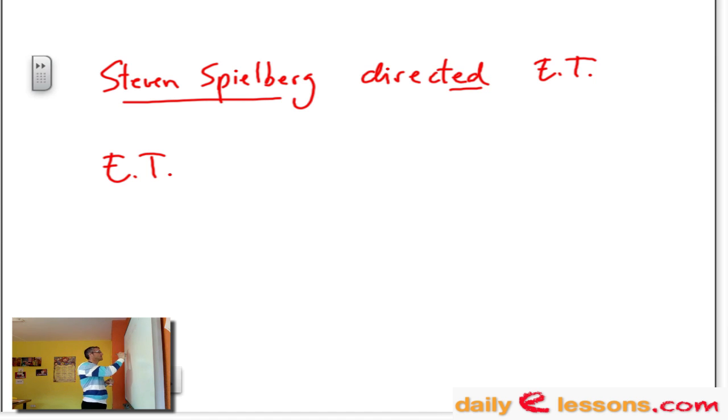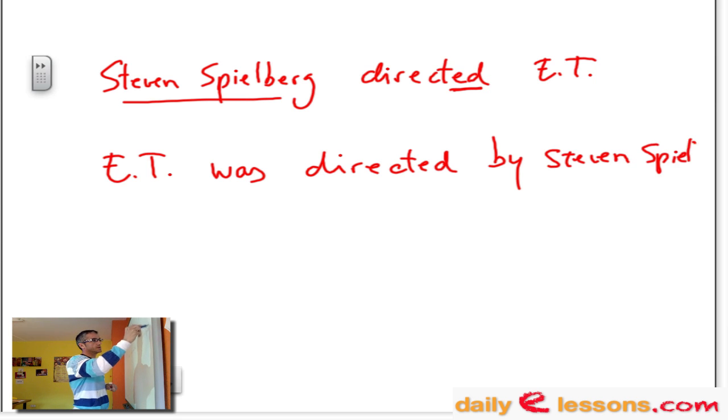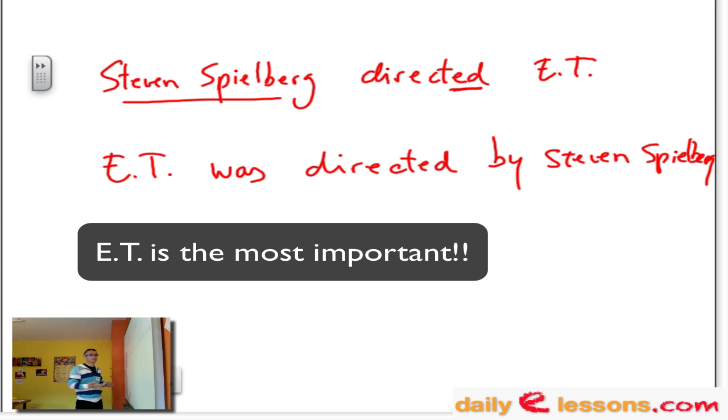But if we are talking about the film E.T., then the most important thing is E.T., not Steven Spielberg. So we need to create a passive sentence. Why? To make E.T. the most important thing. So E.T., and again, the passive sentence. Which tense is it? This is past, so we need to write down the verb to be in past. E.T. was, and then the past participle. In this case, it's regular, so it's exactly the same: directed. E.T. was directed by Steven Spielberg. So that's why we create a passive sentence.